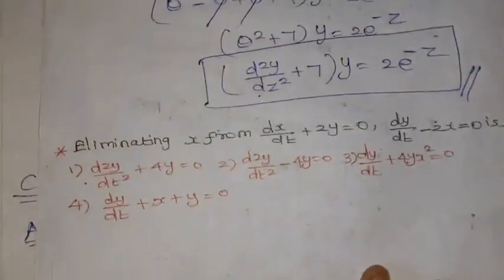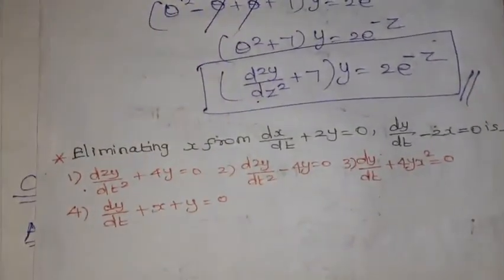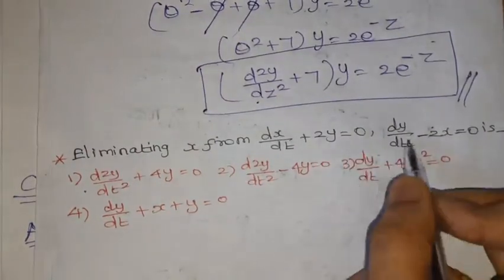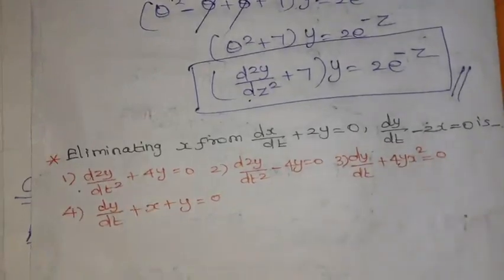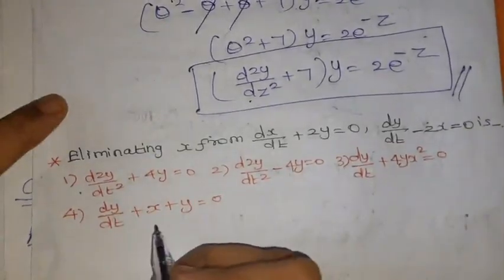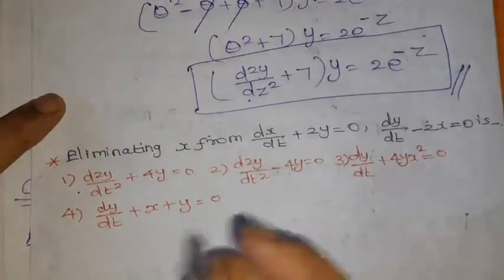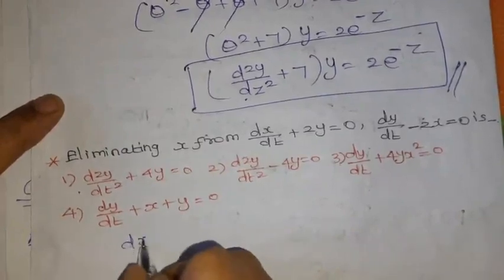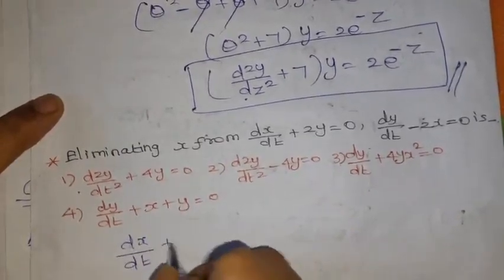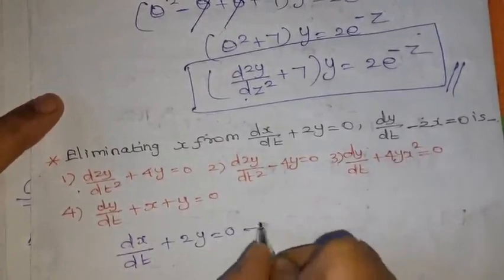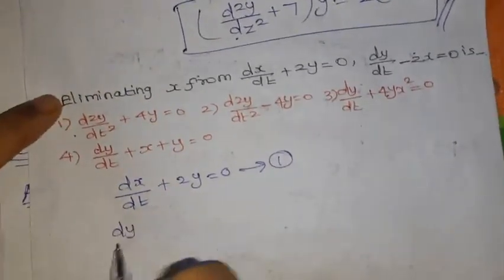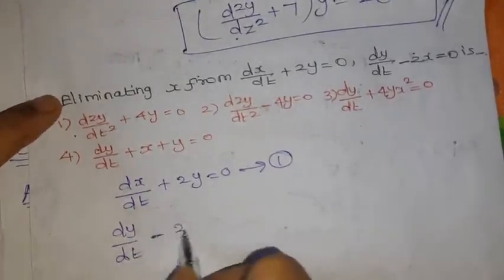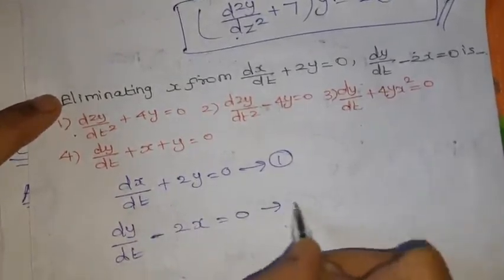Now we are moving to the final problem in this video. So we are going to eliminate x from the given equations. What is given? dx by dt plus 2y equals 0, equation 1. Then dy by dt minus 2x equals 0.